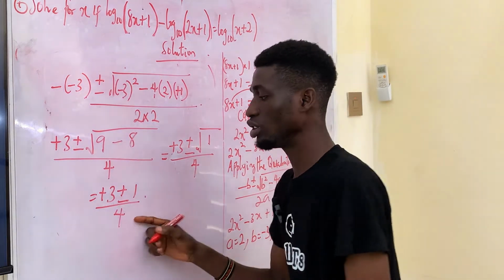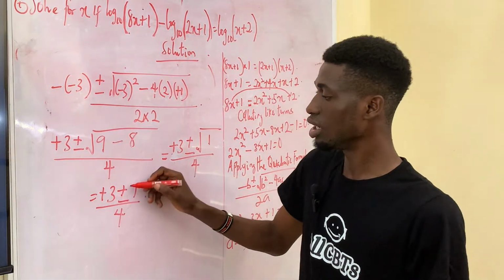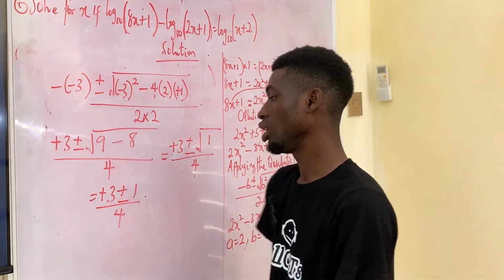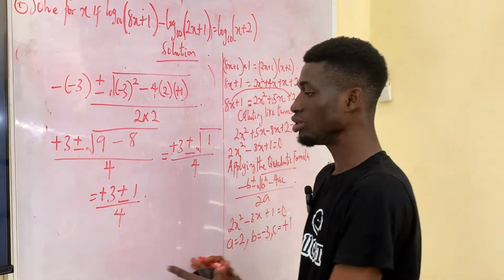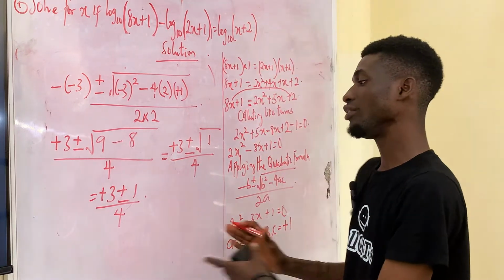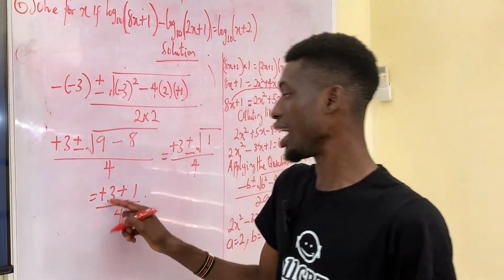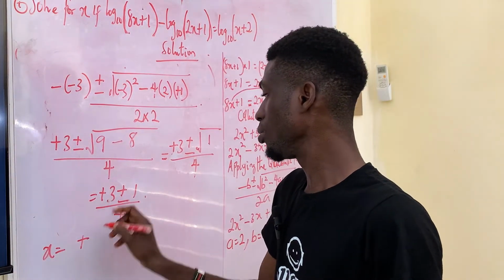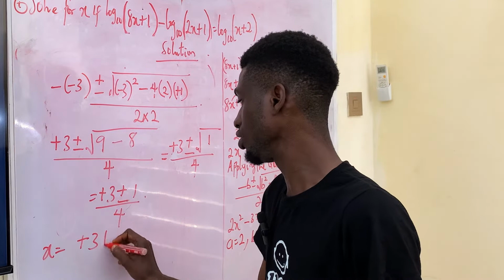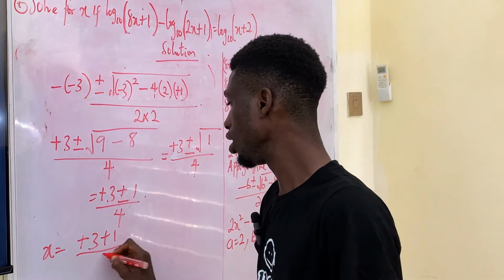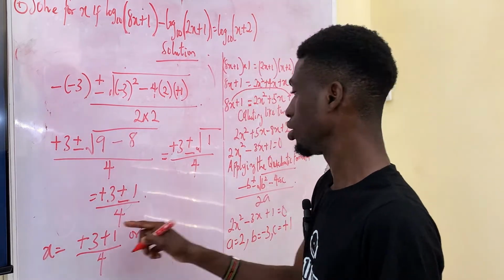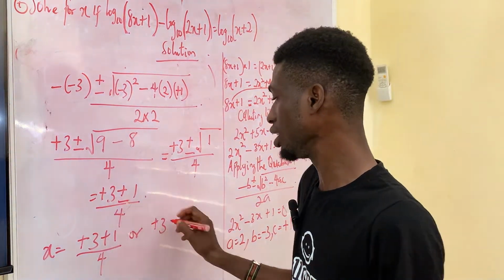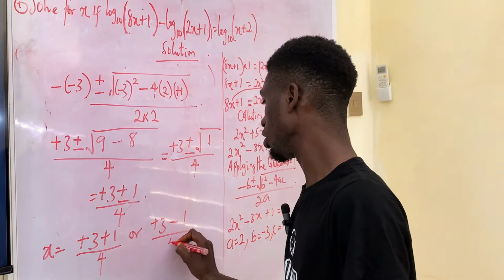Now once you get to this junction, the reason why you're having plus or minus is for you to be able to split this fraction. You're going to have the positive side, and the negative side. So to get the positive side, my x I'm looking for will be +3, I'm picking the positive, +1 all on 4, or +3, I'm done with the positive, I'm picking the negative, -1 all on 4.